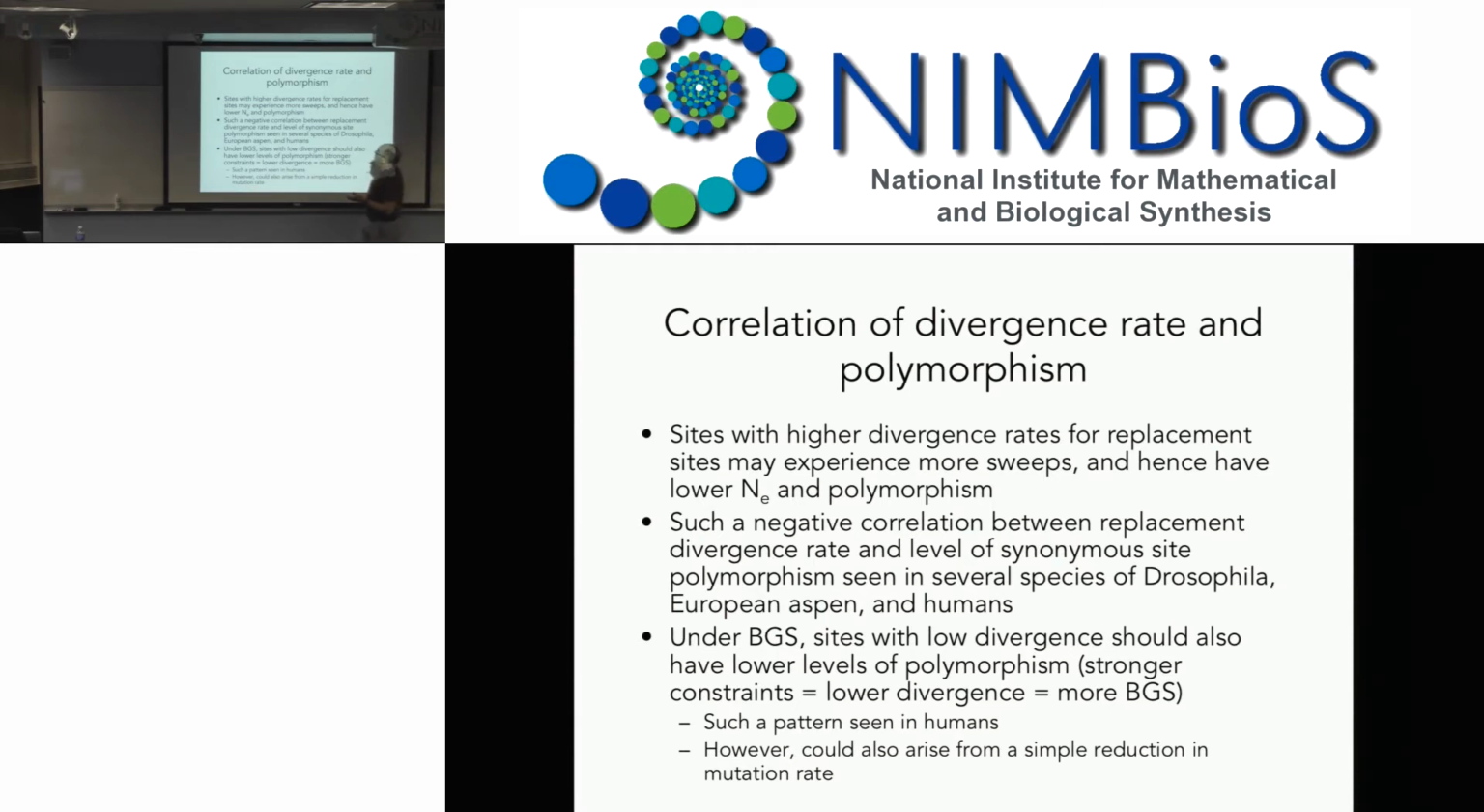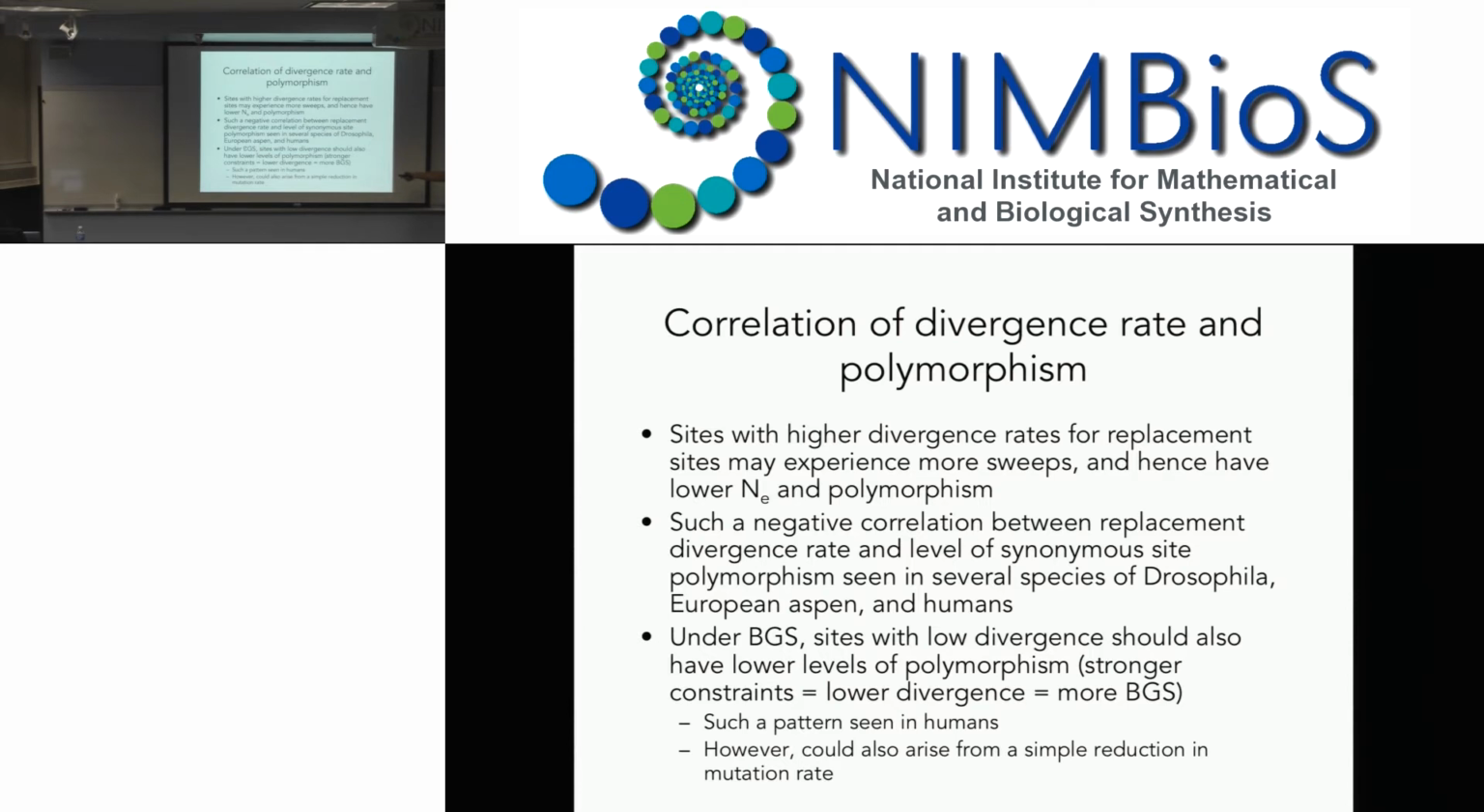Well, another thing would be, what about correlation between the divergence rate and polymorphism? So sites with higher divergence for replacement sites may have experienced more sweeps. If they've experienced more sweeps, you expect them to have lower recombination rate and therefore lower levels of polymorphism. So a negative correlation between sites with higher rates and lower levels of polymorphism is seen in several species of Drosophila, seen in aspen, and also seen in humans. So one of the patterns you expect from recurrent sweeps is this negative correlation you see.